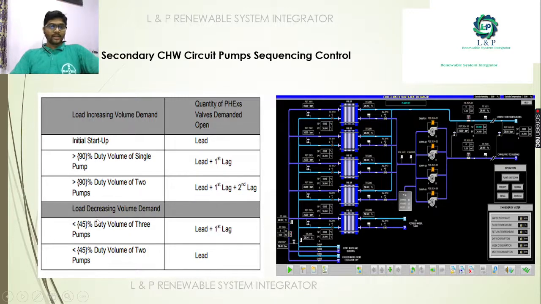If the load decreases to less than 45% for all three pumps, the third valve which opened will try to close. Again, if the demand reduces to less than 45% for two pumps, only the lead valve will be open and only one heat exchanger will work.